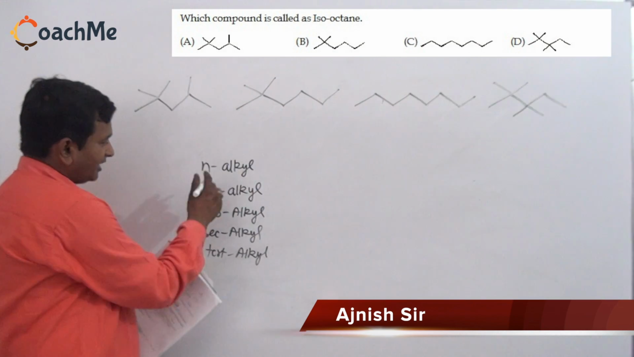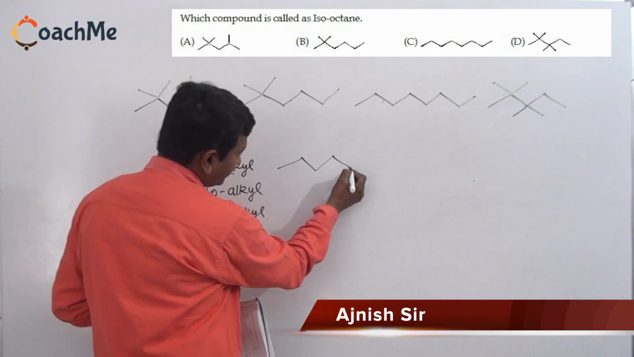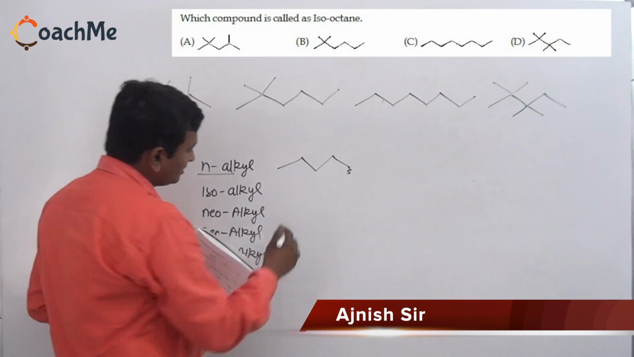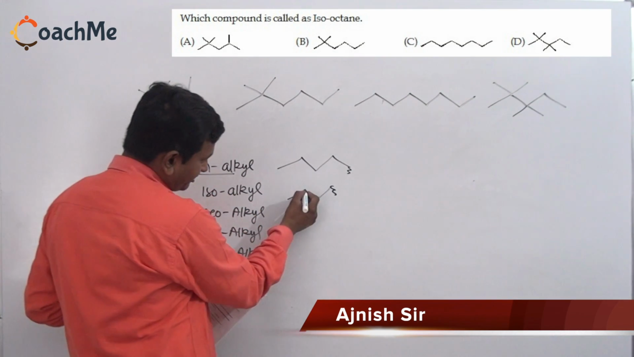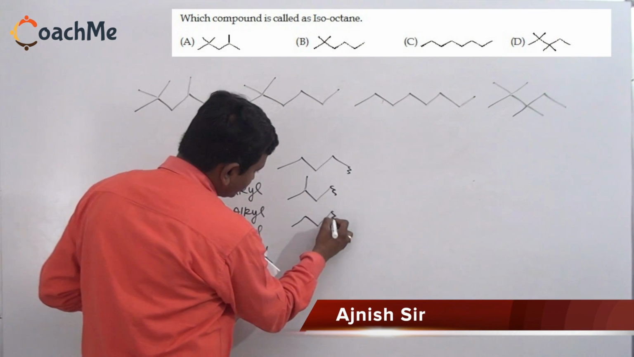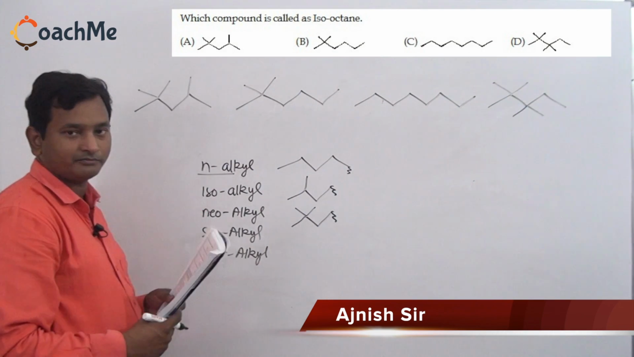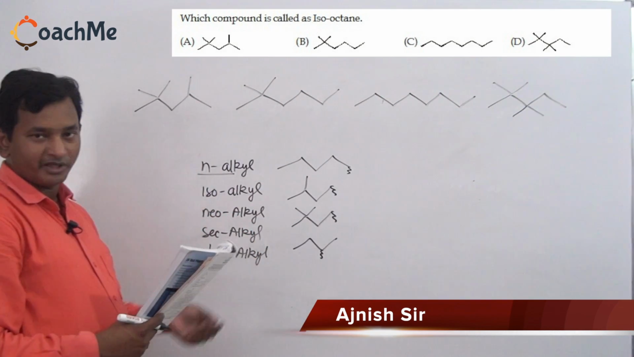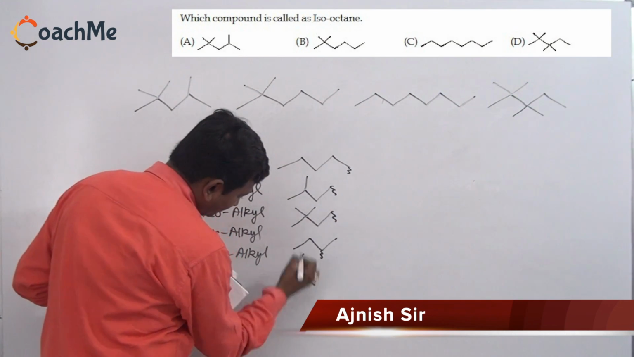alkyl parts. N-alkyl means n-alkane, a straight-chain hydrocarbon with hydrogen removed from the first position. In isoalkyl, hydrogen is removed from the first position but the second last carbon has one methyl group. For neoalkyl, hydrogen is removed from the first position but the second last carbon has 2 methyl groups. Secondary alkyl, a secondary carbon has removal of 1 hydrogen, and tertiary alkyl means a tertiary hydrogen is removed.